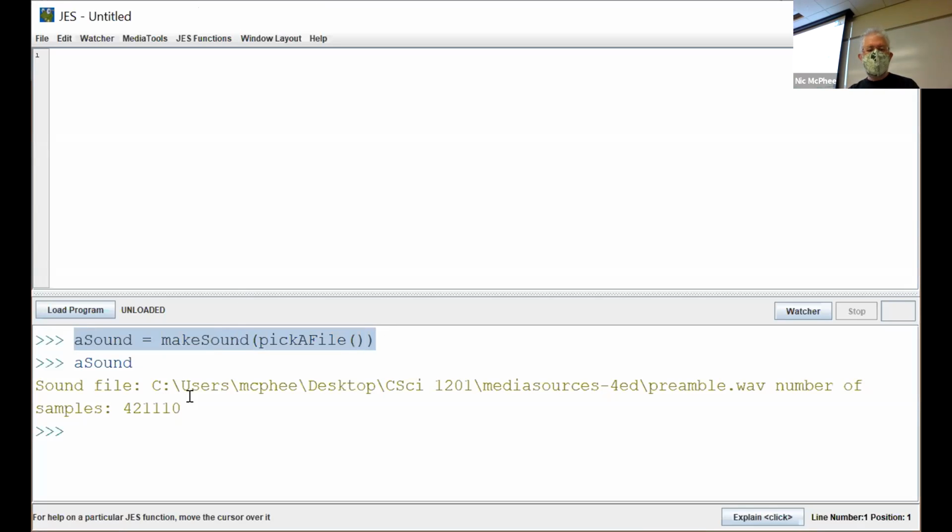So I did the make sound. That's very much like make picture. And then if we see what the sound is, the sound has 421,110 samples. So this is a little less than 10 seconds worth of sound. Okay. Does that make sense?